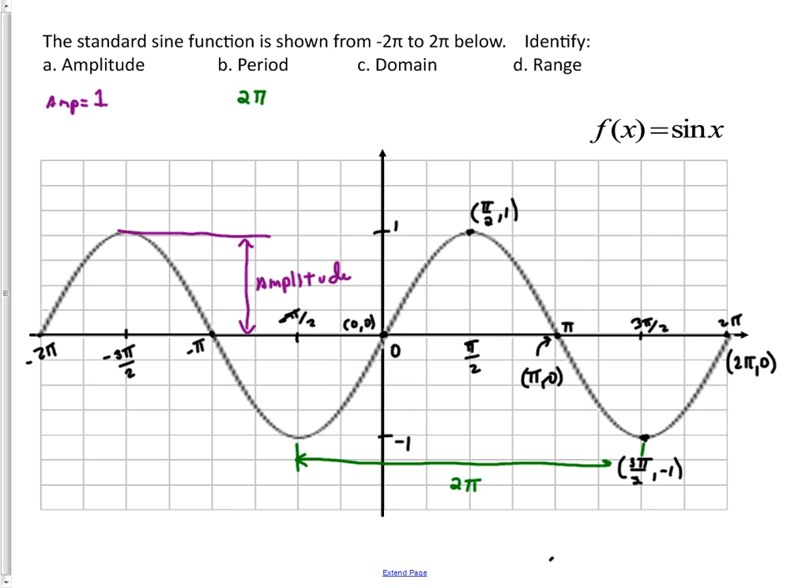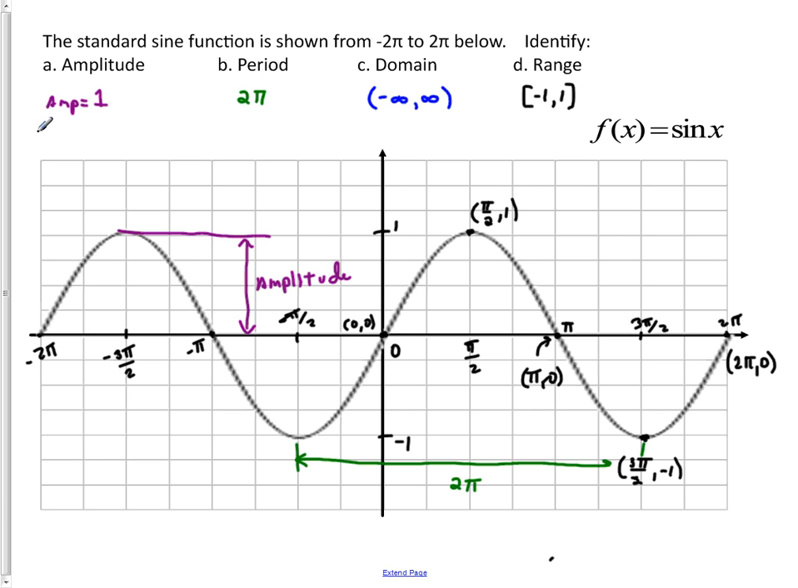The domain is going to be all real numbers, and that is because we can take the sine or cosine of any angle, and we're going to find a value that exists somewhere between negative 1 and positive 1, so this makes our range negative 1 to positive 1.